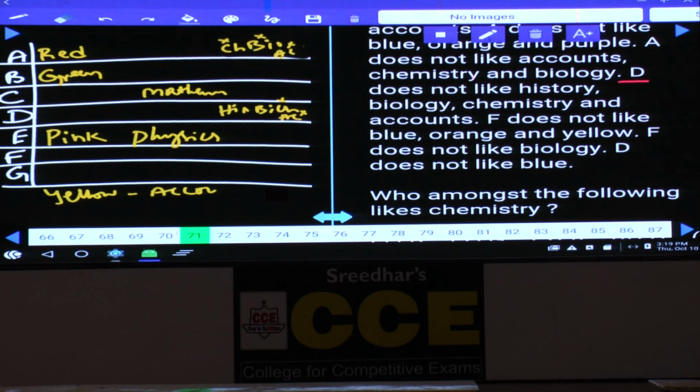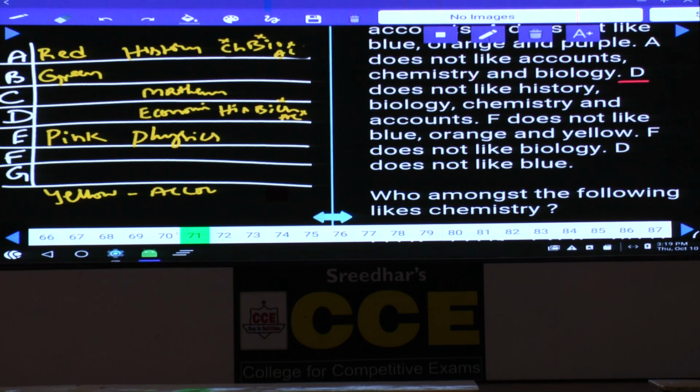Now finally we are left with what? Economics. So D likes economics, and A does not like economics. As A does not like economics, A must like history. And A likes history, this is also fixed here. Then the next one, D does not like history, and so on.